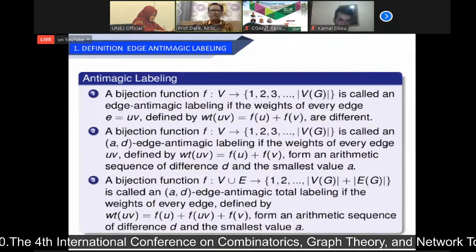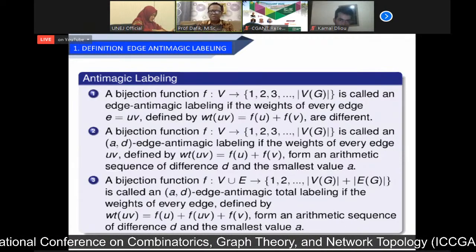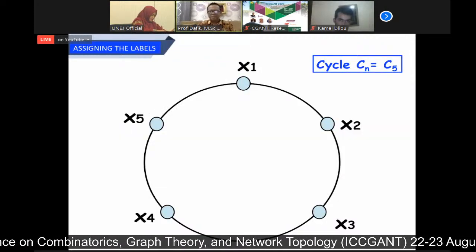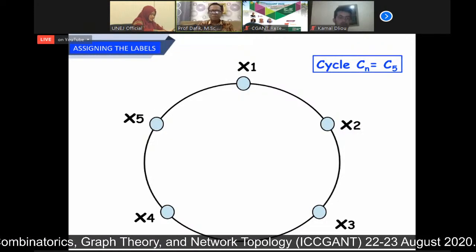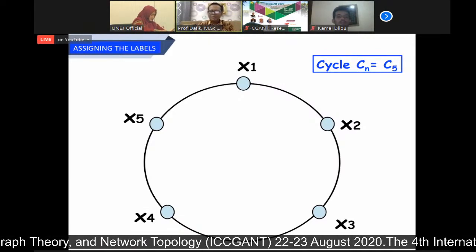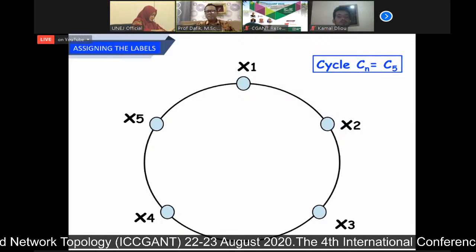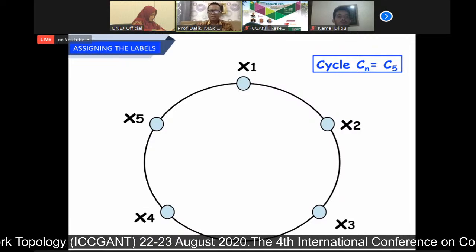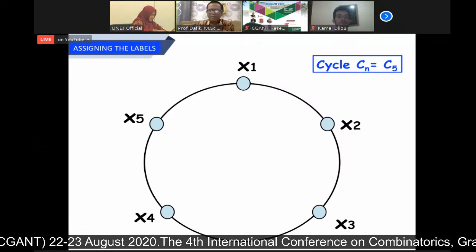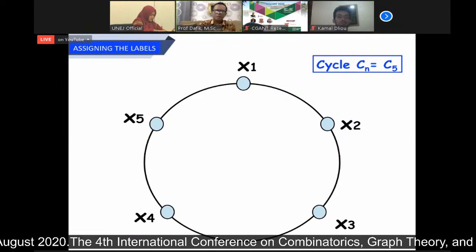So this is the anti-magic labeling. I believe people already know this kind of definition, but I will just give an example. If we have a cycle, for example, how do we assign labels in such a way that we have an anti-magic edge labeling, because the evaluation is on every edge. So we just assign a label to these vertices.